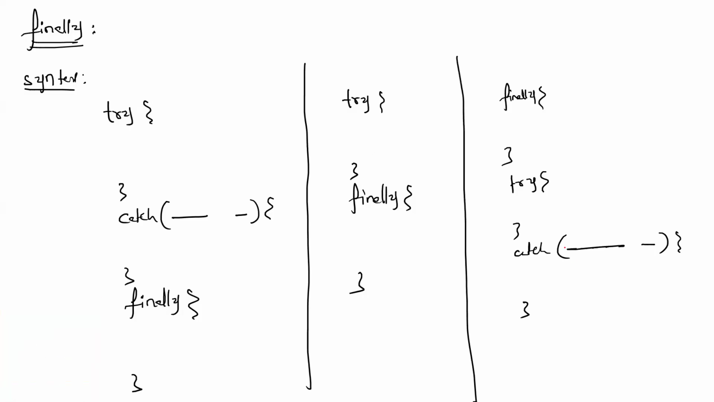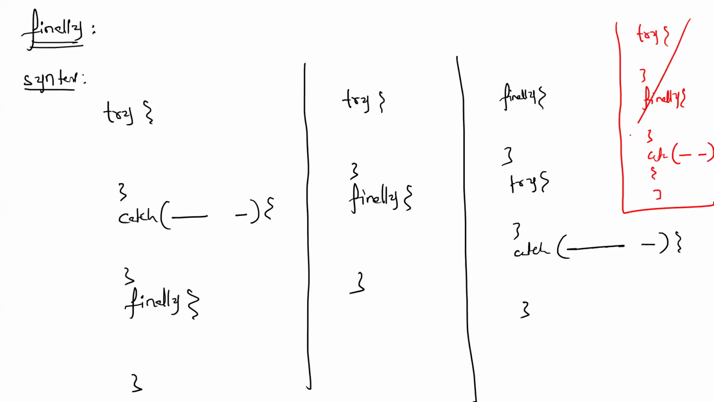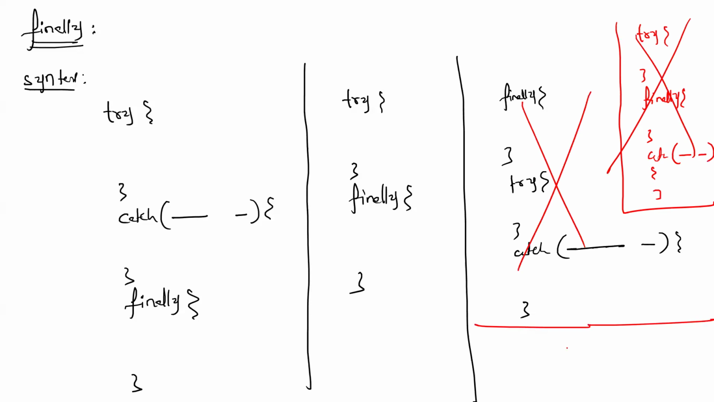Can we use try, finally, then catch? So first try, then finally, then catch, with exception name, variable name, then the body. Is it correct? This is also incorrect. And if you are using finally alone or only finally, it is also syntactically wrong. So try catch finally is possible and try finally is possible. Finally will not have any exception to write. Okay, clear?